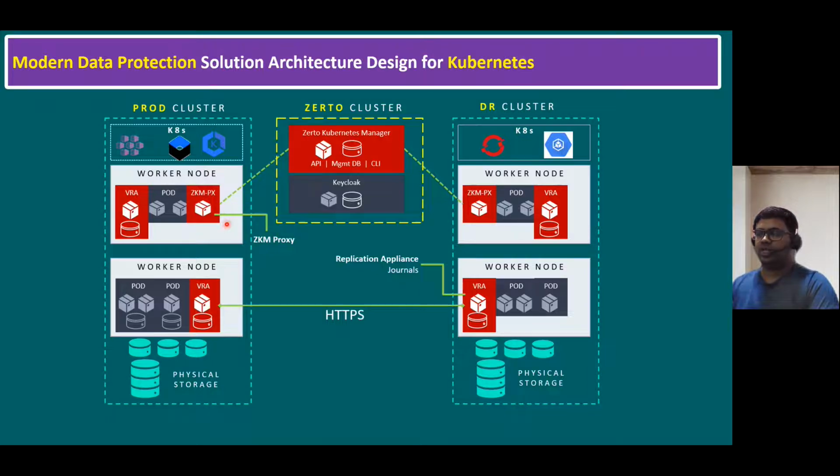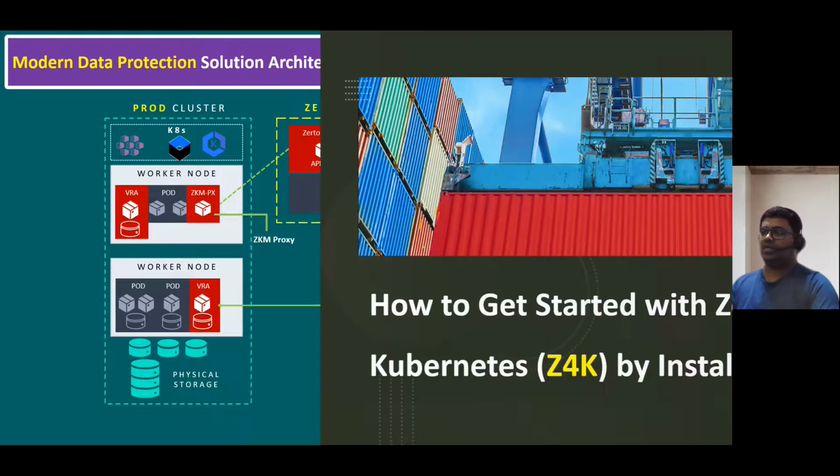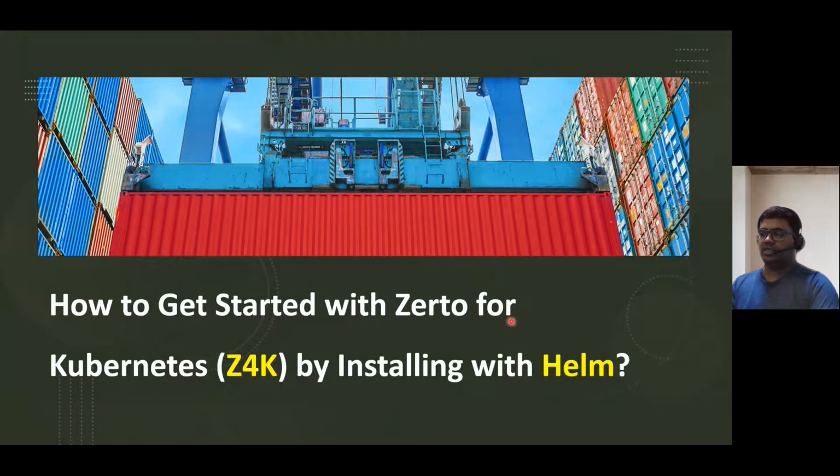The proxy we are also installing on one of our AKS clusters. AKS means Azure Kubernetes Service cluster. And we are also adding some plugins. Okay, that is our task now. Let's start with how to get started with Zerto for Kubernetes Z4K by installing with Helm.